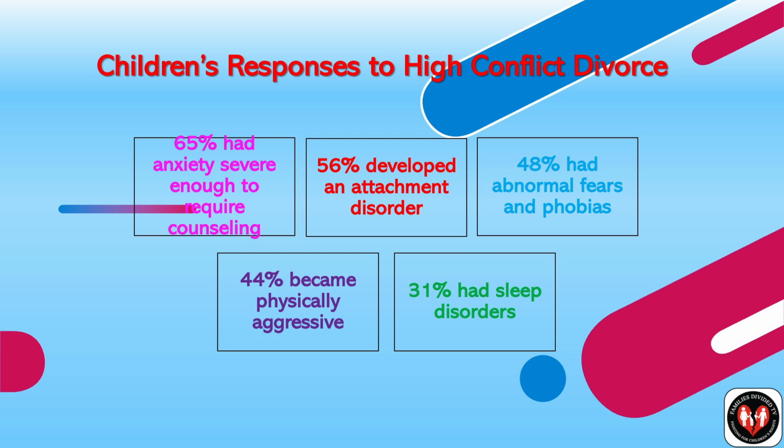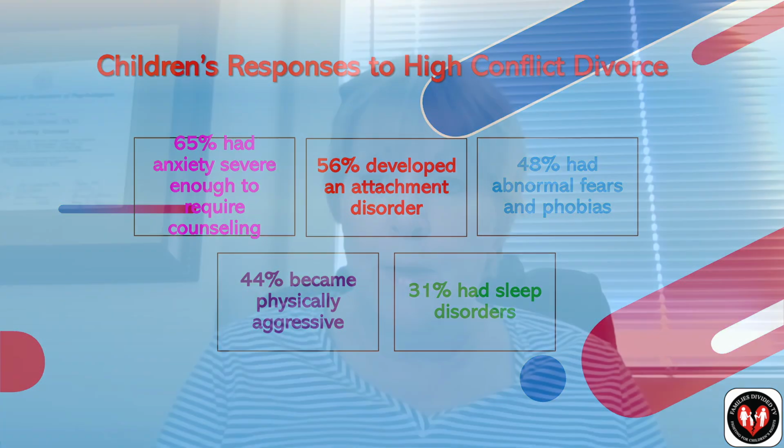44% externalized the stress that they were feeling in the high conflict divorce, and they became physically aggressive. 31%, or about a third of these children, had sleep problems. So that's an indicator that the basic functions of that child's body were being affected. Sleep being a very important piece of growth and development for children.